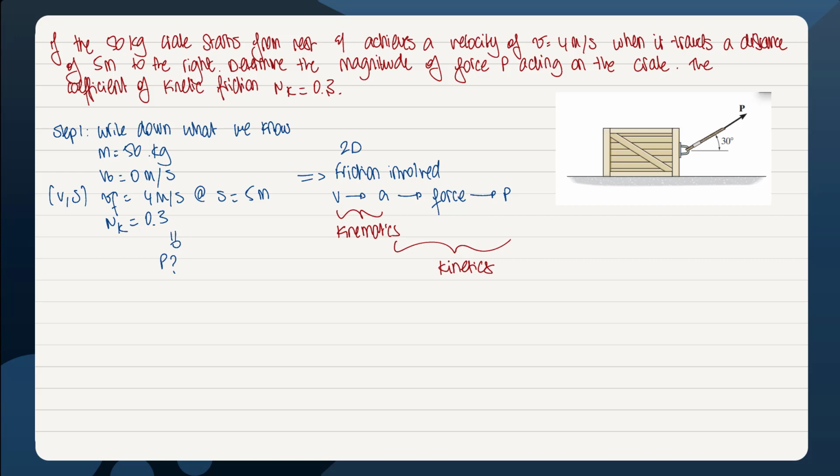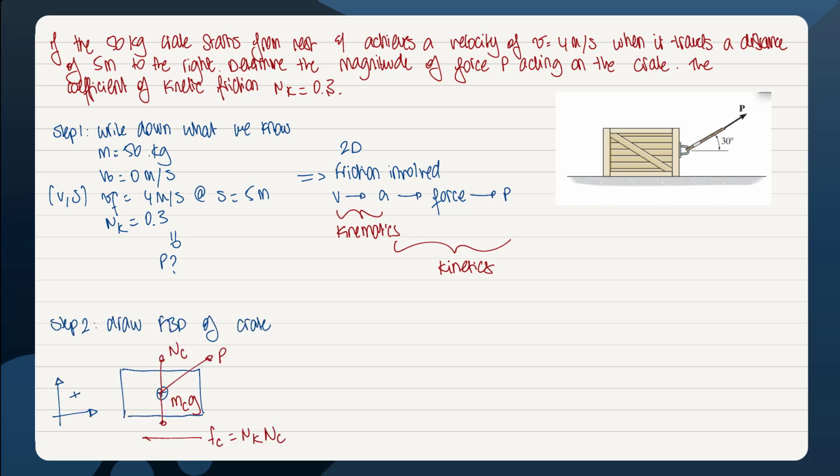So step 2 involves drawing the free body diagram of the crate. So let us do that. The crate is represented by the rectangle. We know that it's subject to its own weight, m c g. Since it's lying on the ground, it would have a reaction force, N c. We know that we're applying a force P.